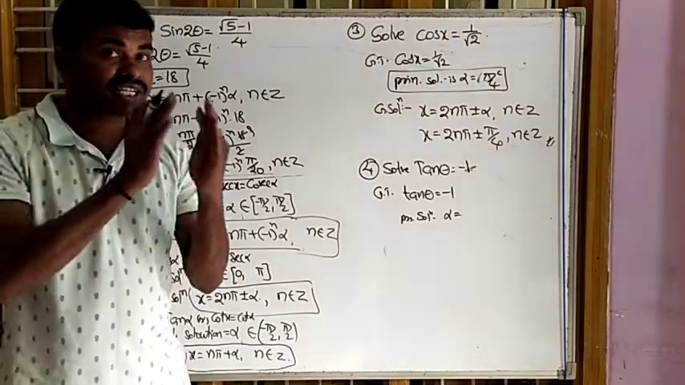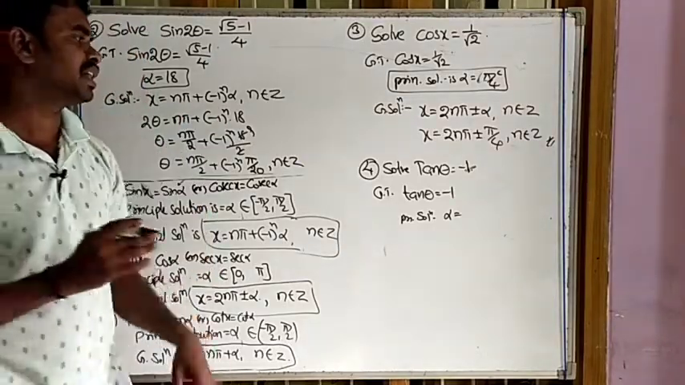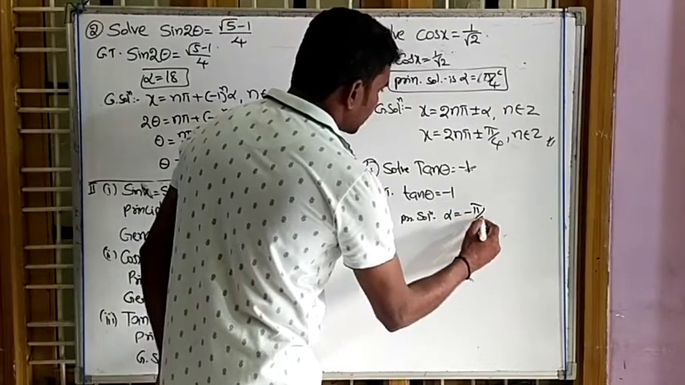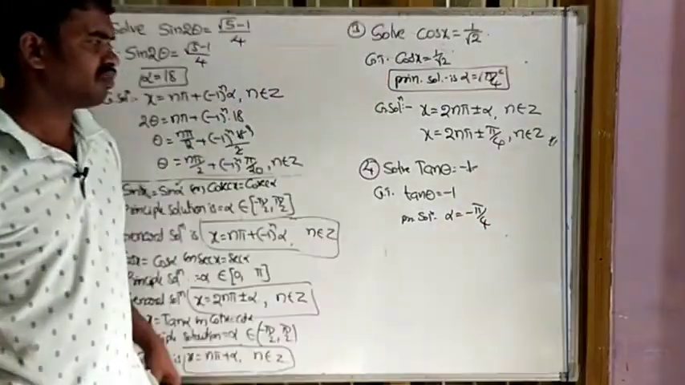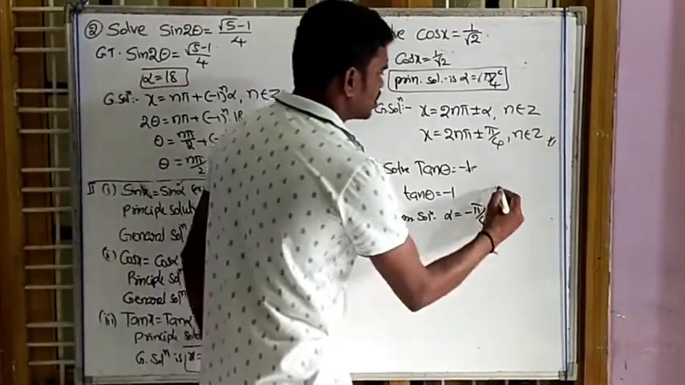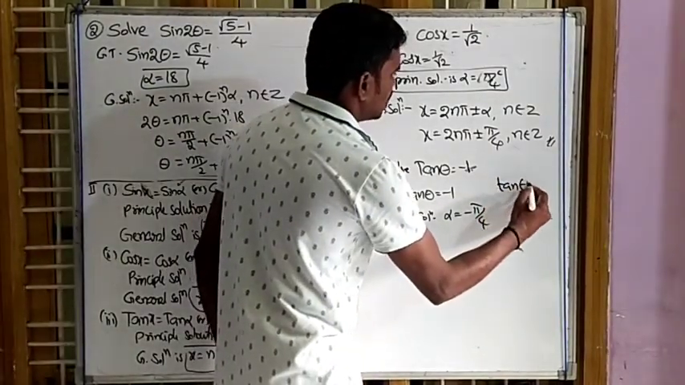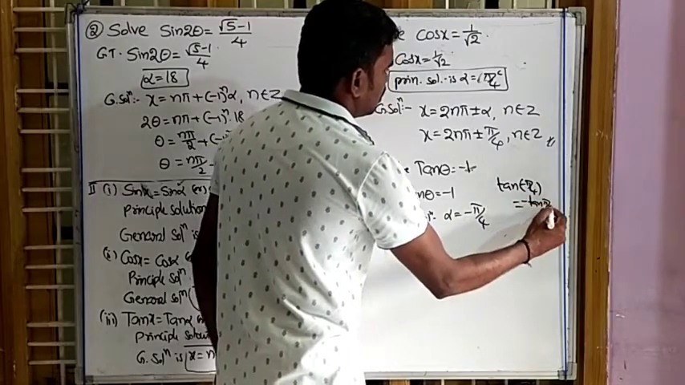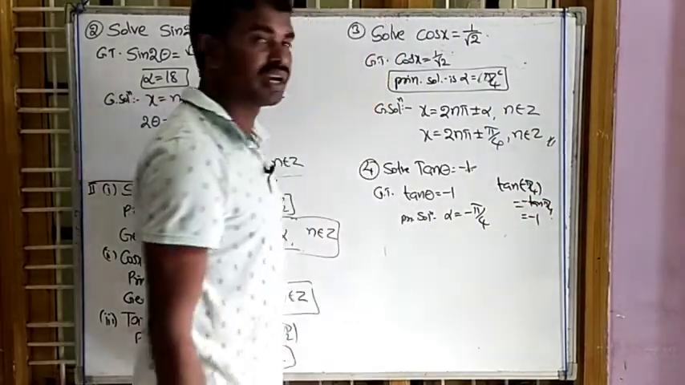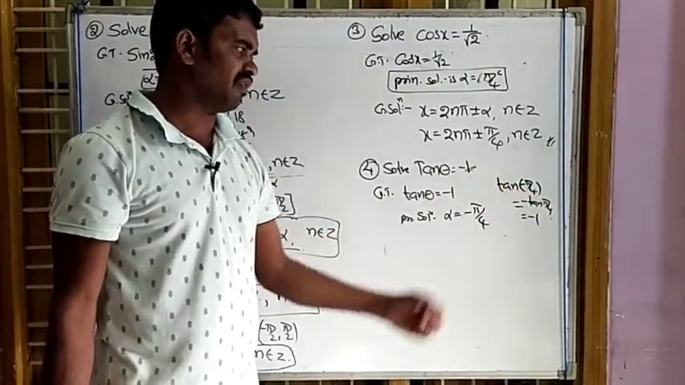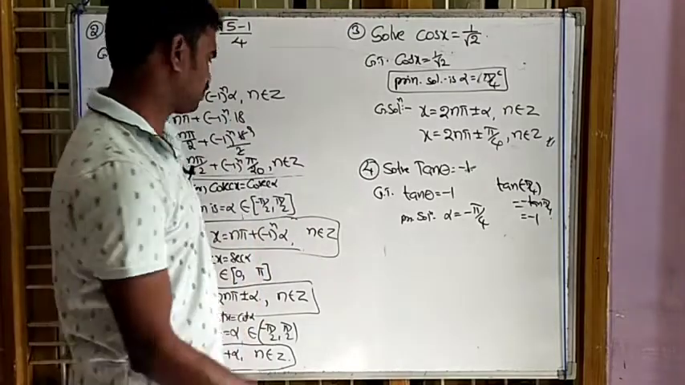Tan of minus theta, what? Minus tan theta. Very good. So minus pi by 4 we can take. Once think, is it right or wrong? Tan minus pi by 4, find it. Tan minus pi by 4 value, how much? Minus tan theta is equal to minus 1. So instead of minus 1 we can write tan minus pi by 4. That means alpha value is minus pi by 4.